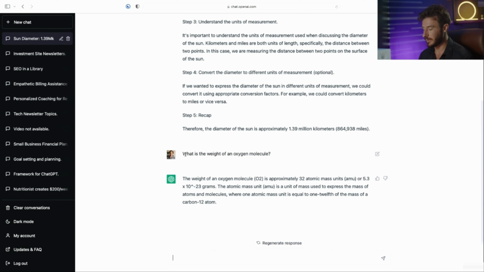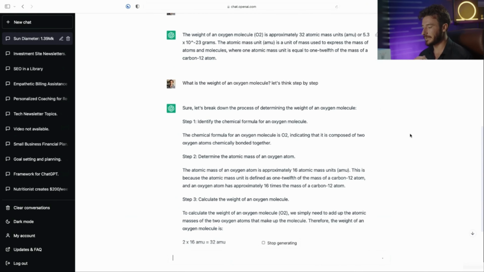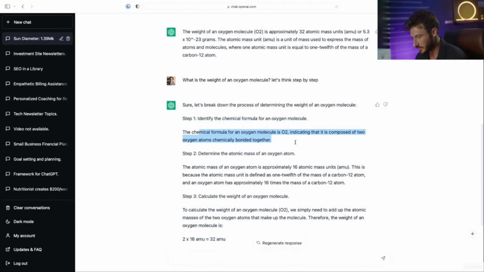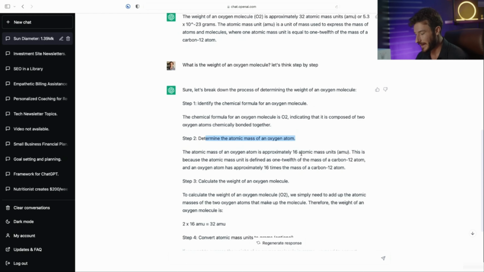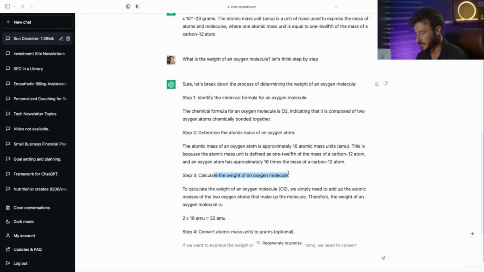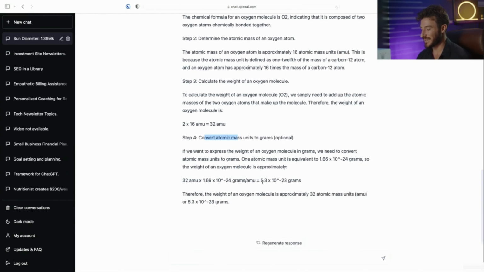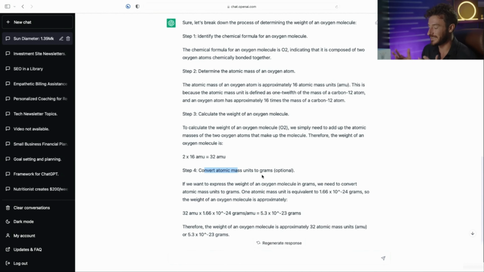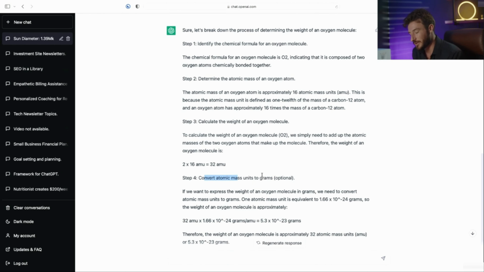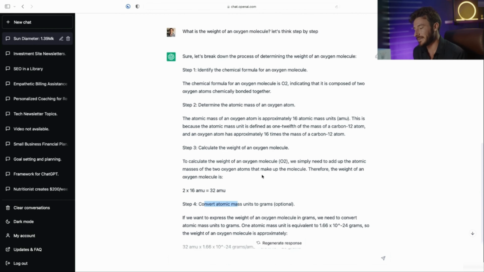So let's go ahead and let's think step by step. And here we have the logical steps to arrive at that answer. Step 1, identify the chemical formula of an oxygen molecule, which explains what that is. Then we want to determine the atomic mass. Then we want to calculate the weight of an oxygen molecule, and then convert that atomic mass units to grams as an optional step. And we can really see how an expert would go through and get the answer. And you can see what's under the hood and expand simple, straightforward answers into more detailed breakdowns.